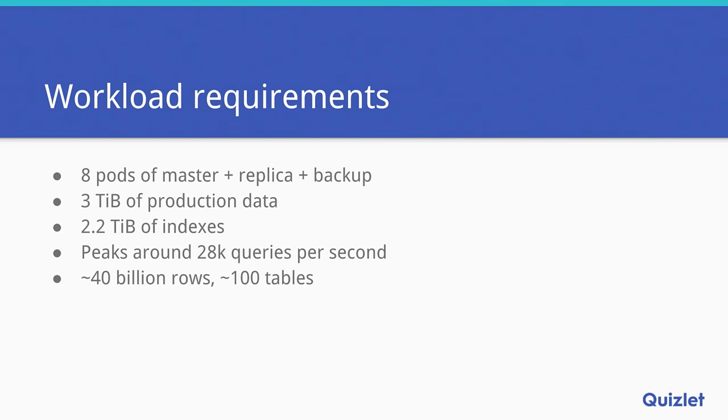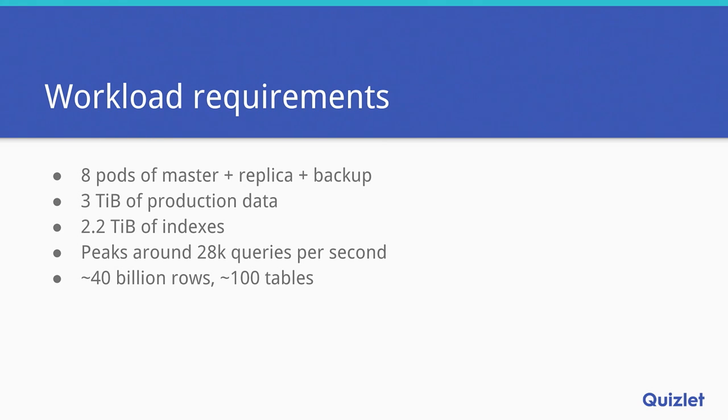During an average week, we peak around 28,000 queries per second, and that's spread across all of our databases, across all of the replicas. And in total, we have about 40 billion rows, across 100 tables. Whenever we add a feature or something like that, we often end up with an additional table, and so the app is communicating with about 100 tables in total.